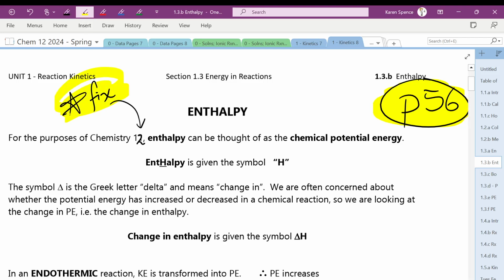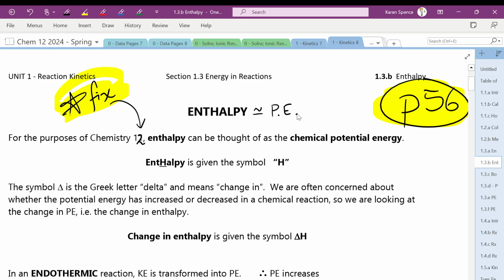Okay. Anyway, for the purposes of chemistry 12, enthalpy can be thought of as chemical potential energy. So enthalpy is sort of equal to potential energy. Now, the reason I say it's sort of equal to is that it really isn't. However, there's no fantastic definition for it that will make sense to you at this point in your lives. I can read you the actual definition from our lovely AP textbook.